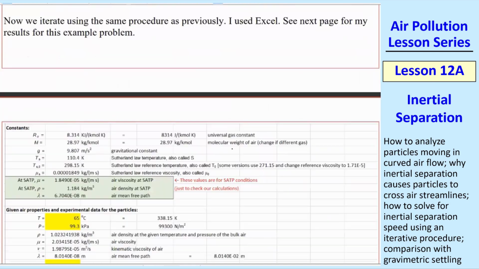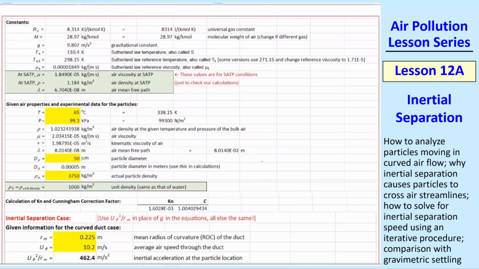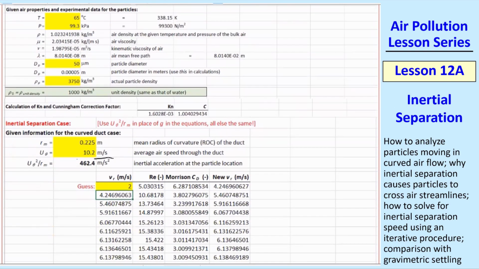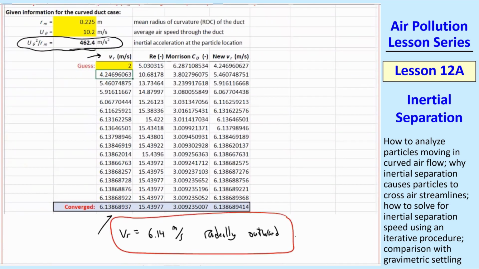I used Excel, and here are my results. This may look familiar. It's the same Excel sheet that I had before. Literally, the only thing I did was instead of g, I put u theta squared over Rm here. I had to add 2 more cells that I entered Rm and u theta, and then calculated u theta squared over Rm. And I changed this from VT to VR, but the rest of it's identical. And here's our answer. VR is 6.14 meters per second radially outward.